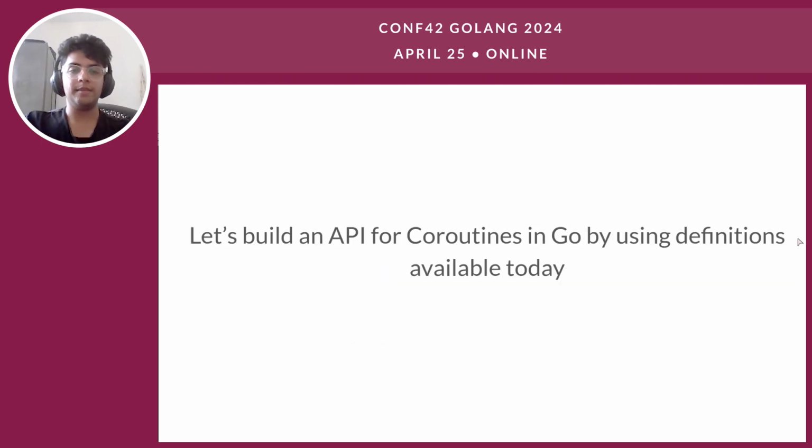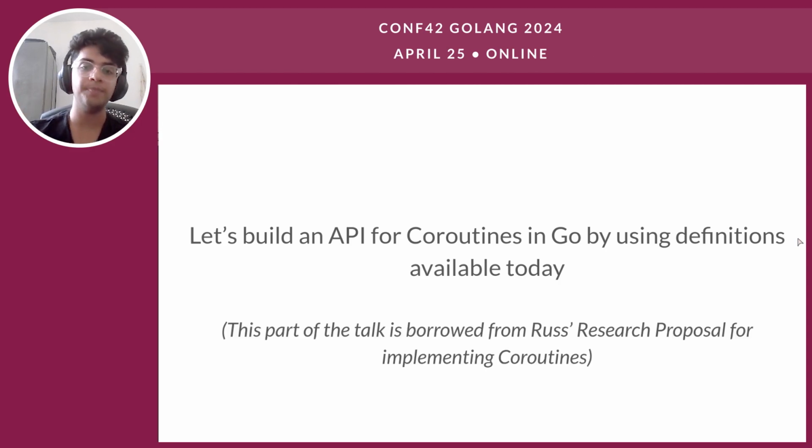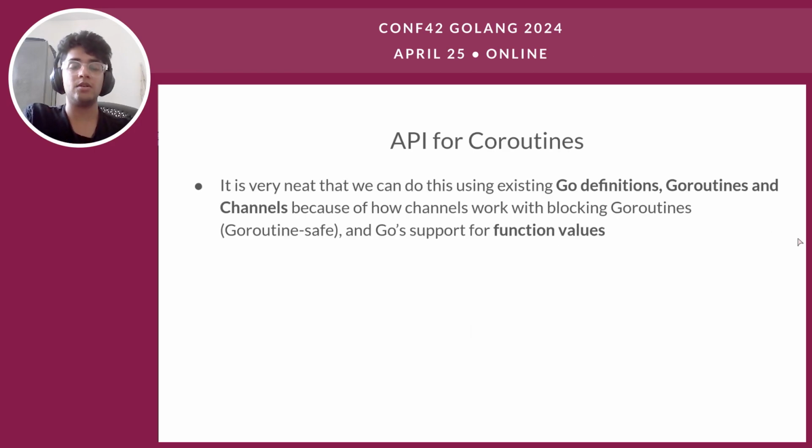So with all this in mind, let's start building an API for coroutines in Go by using existing Go definitions that are available today. And this next part of the talk is heavily borrowed from Russ's research proposal for implementing coroutines, which I've linked to at the end of the slides. Check that out because I've skipped a lot of the information here. So it's very neat that we can do this using existing Go definitions: Go routines, channels, the fact that Go supports function values, the fact that unbuffered channels can act like blocking mechanisms between coroutines. So it makes it coroutine safe.